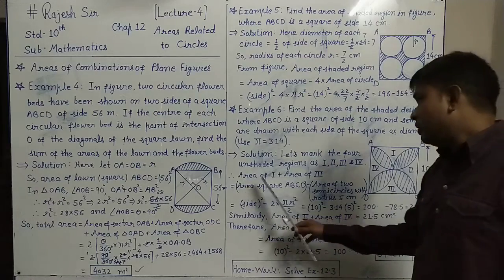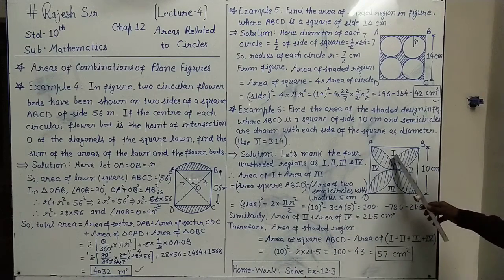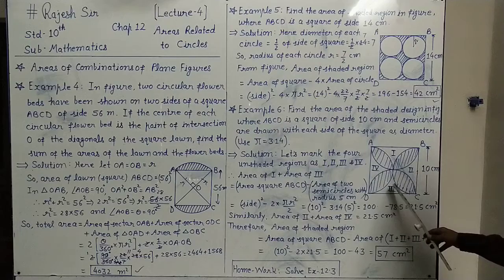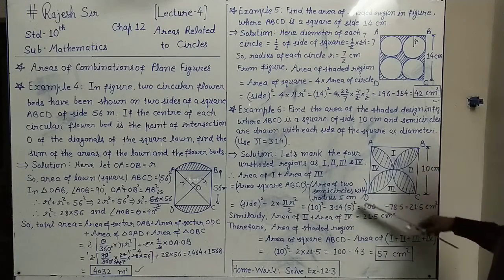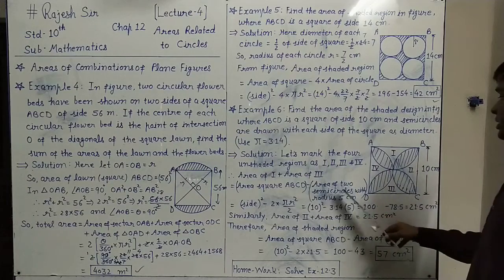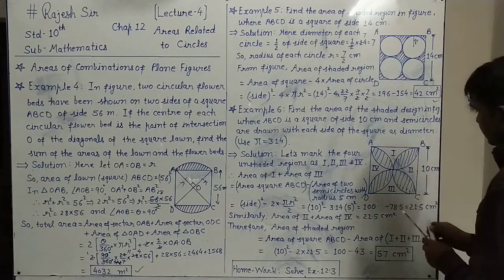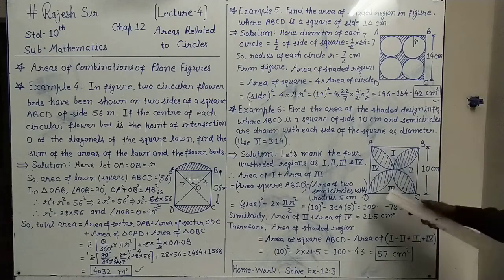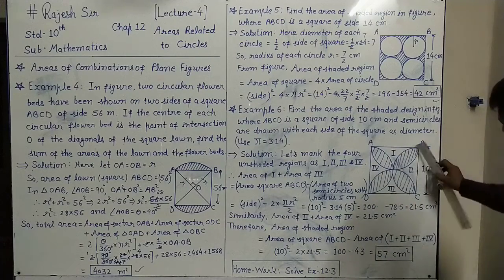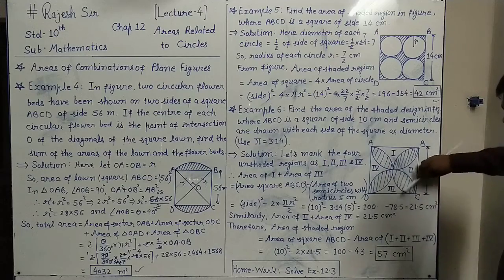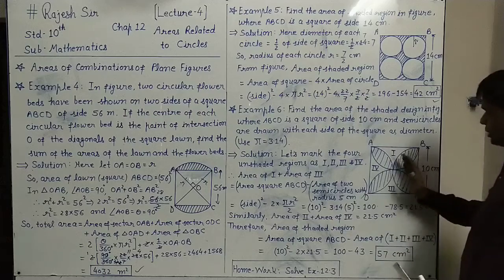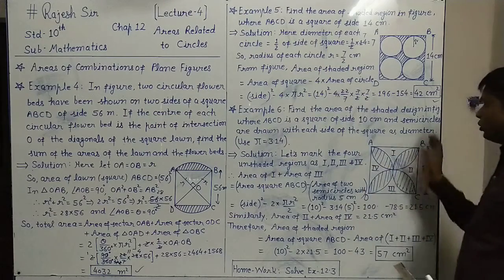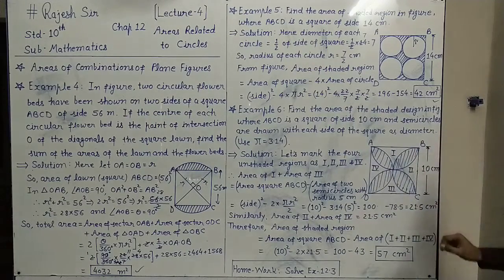Now, therefore, area of unshaded region 1 plus area of unshaded region 3 is equal to the area of the square ABCD, the full area of the square, minus the area of 2 semicircles. You can understand, 2 semicircles: this semicircle on BC and this semicircle on AD. If we subtract these 2 semicircles from the whole square ABCD, we will get regions 1 and 3. So that is done here.